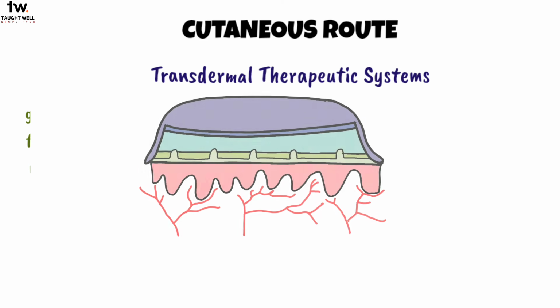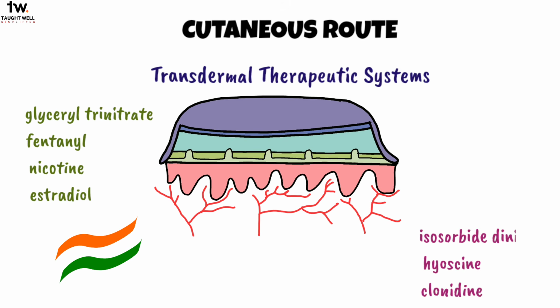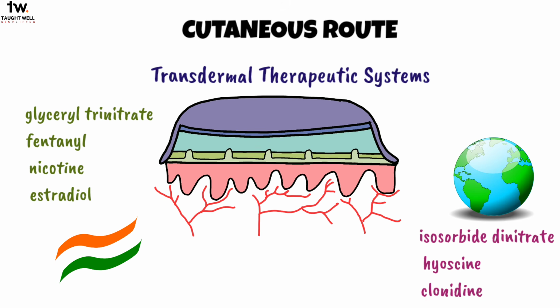Transdermal patches of glyceryl trinitrate, fentanyl, nicotine, and estradiol are available in India, while those of isosorbide dinitrate, hyoscine, and clonidine are available in the global market. These patches are generally designed to last for 1 to 3 days.